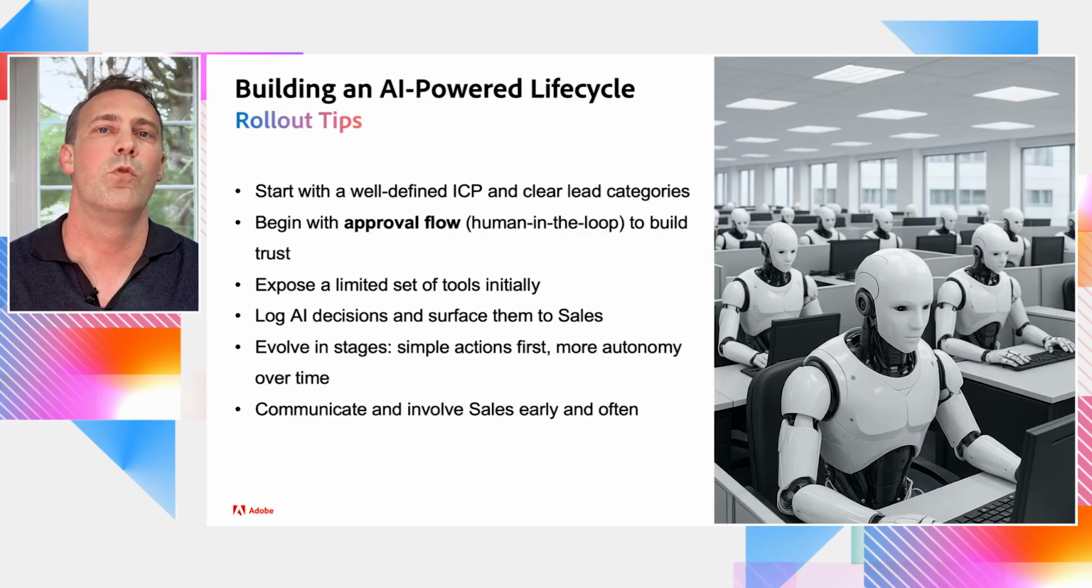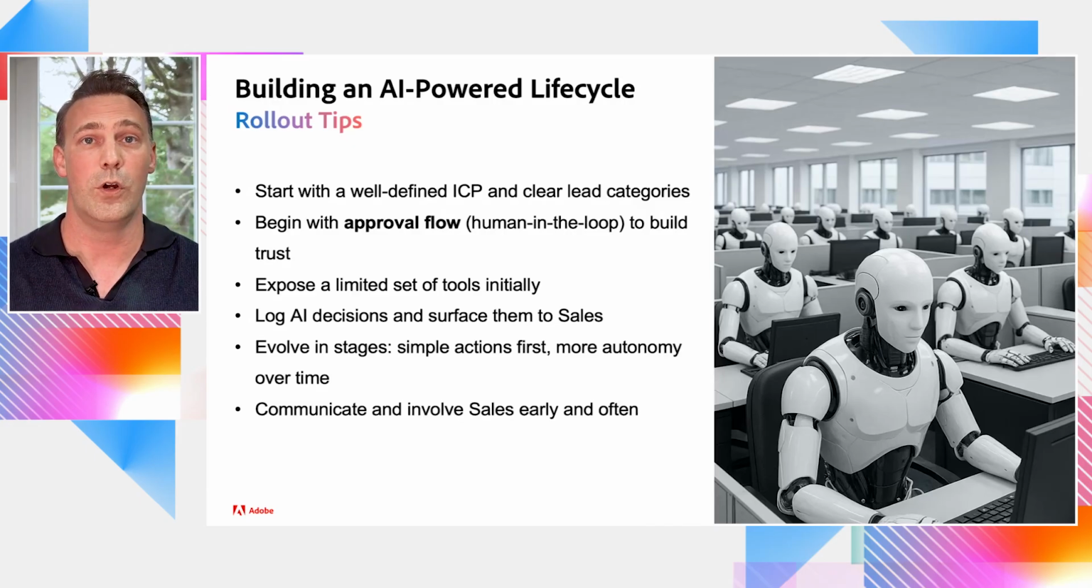Here are some tips for rolling out your AI qualification process successfully. First, start with a well-defined ICP and clear lead categories. The AI is only as good as the instructions and guidance that we give it. Begin with an approval flow, a human-in-the-loop step, so that you can build trust with your sales team. They'll appreciate seeing why the AI is recommending certain leads before they start receiving them directly.